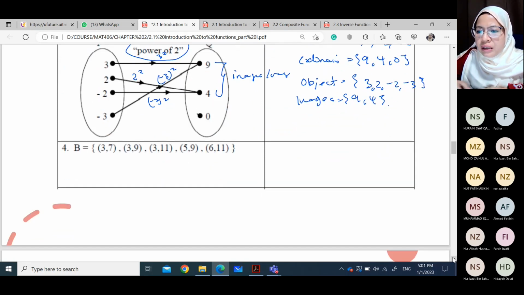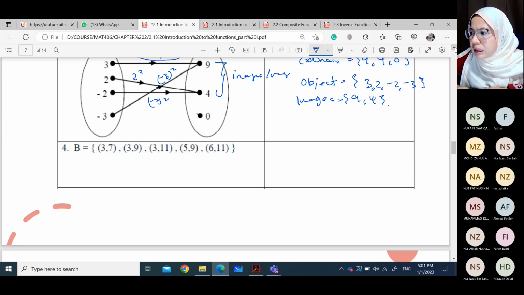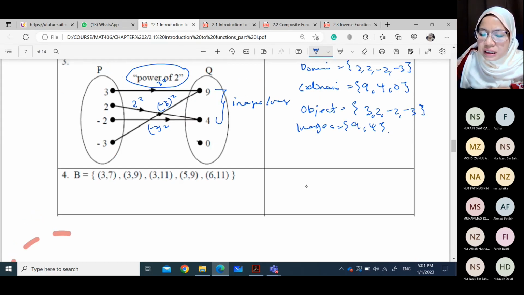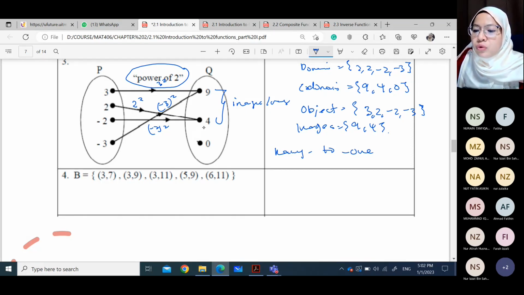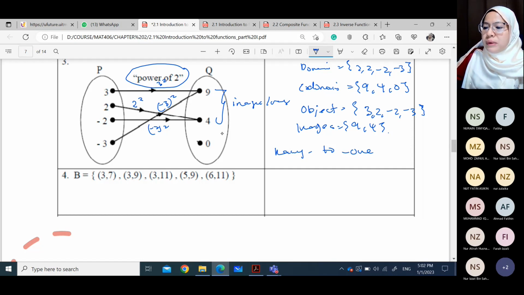So B, ordered pair. So we have 3, 7. So yang ini the type of this relation, yang ini adalah many to 1. Okay, so contoh many to 1, 3 and -3 map to 1 image, which is 9. And 2 and -2 is mapped to 1 image, which is 4. So kita panggil sebagai many to 1.